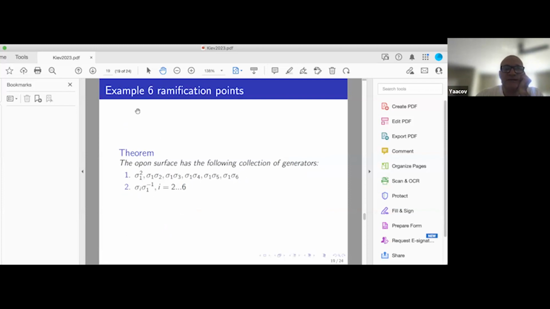Now, let's say you have 6 ramification points. The open surface has the following collection of generators: sigma 1 square, sigma 1 sigma 2, sigma 1 sigma 3, sigma 1 sigma 4, sigma 1 sigma 5, and sigma 1 sigma 6. And sigma I sigma 1 inverse, but it goes from 2 to 6 because if you take sigma 1 sigma 1 inverse, it goes away. So it's boring, right? This is 6 ramification points, and you have 11 generators, which is exactly what you would expect. You have 1, 2, 3, 4, 5, 6 here, and 5 here, 6 plus 5. Last time I checked, that is 11.